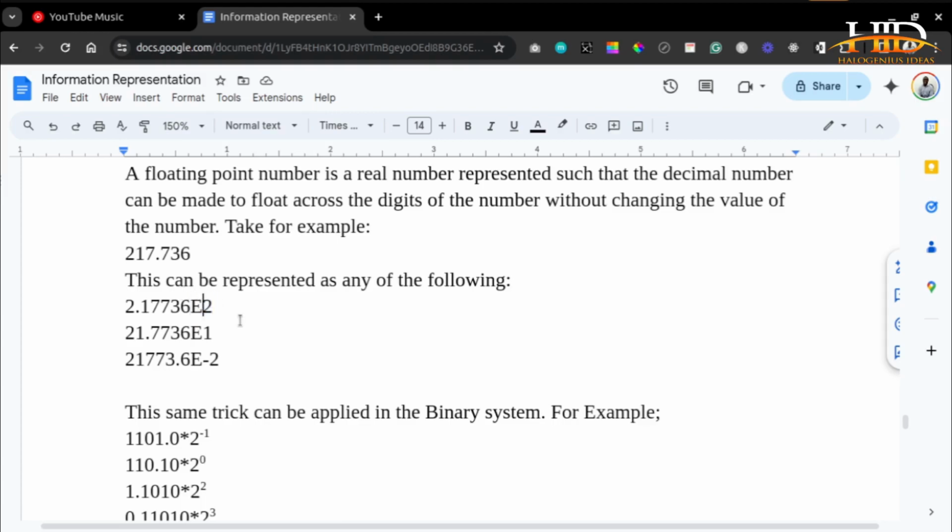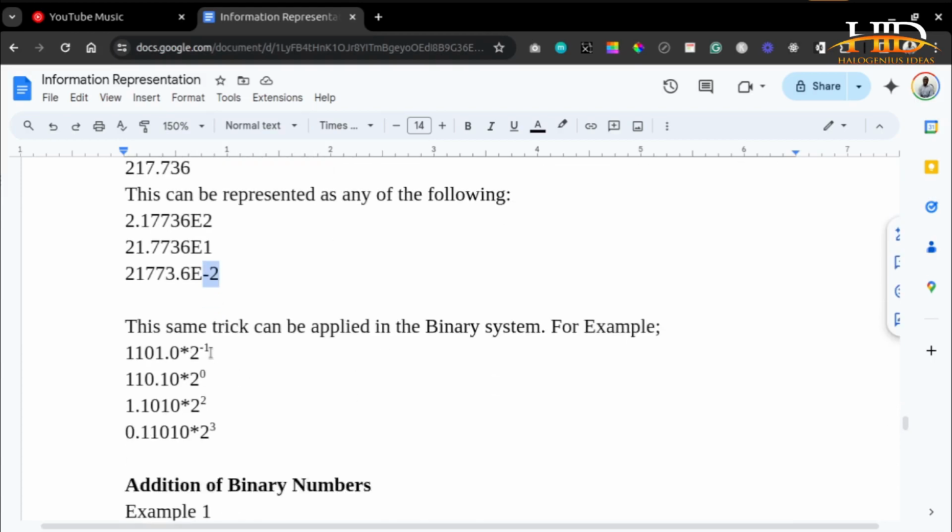Basically, I'm shifting this decimal point 2 positions to my left. I'm shifting it backwards 1, 2. That is the reason why I'm having 2 over here. Then from this position, I'm shifting only 1 step backwards. That's why I'm having 1. But from this position, if I should move 2 steps forward, that's why I'm having negative 2 over here. So they are having the same representation.